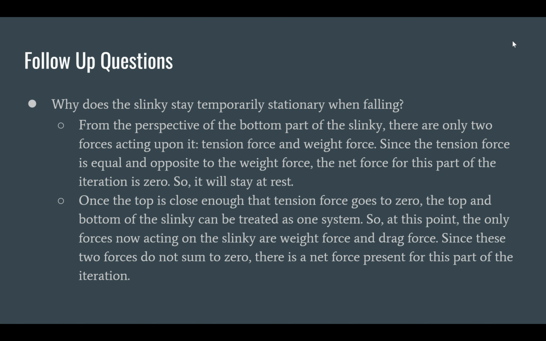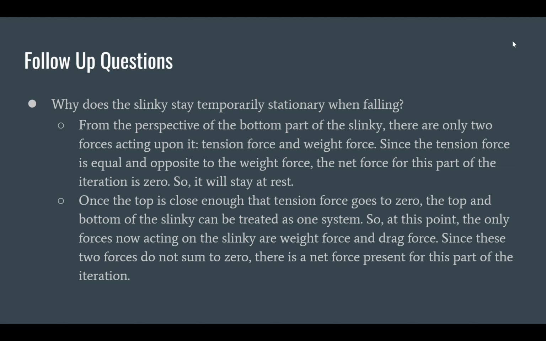Some follow-up questions include, why does the Slinky stay temporarily stationary when falling? From the perspective of the bottom part of the Slinky, there are only two forces acting upon it, tension force and weight force. Since the tension force is equal and opposite to the weight force, the net force for this part of the iteration is 0, so it'll stay at rest.